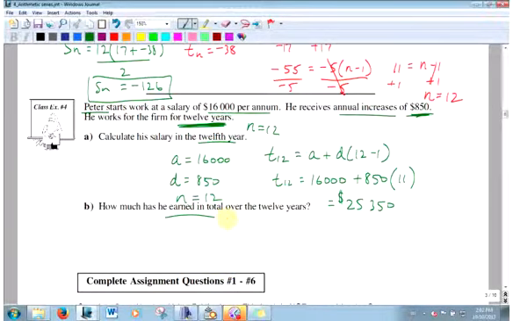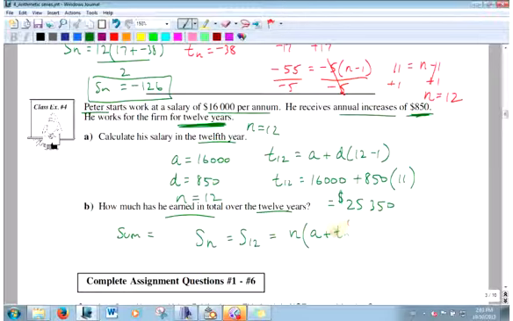How much has he earned? That doesn't sound like much. How much has he earned over the 12 years? Could you do this the slow boat to China route? It would take you a while. You'd probably make a mistake. What are we asking here? Yeah, the sum. What's the name of this chapter? Series, sums. Yeah, okay. So Sn, but that's S12. Let's just write the formula.